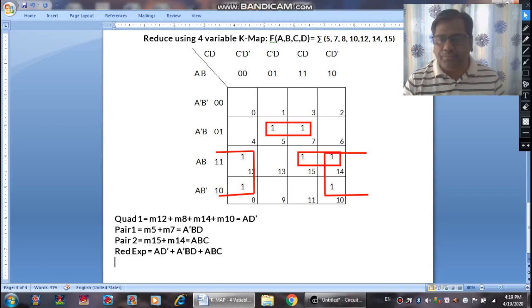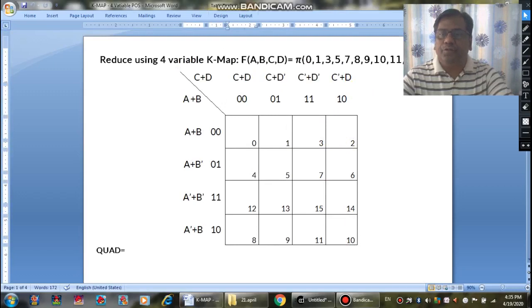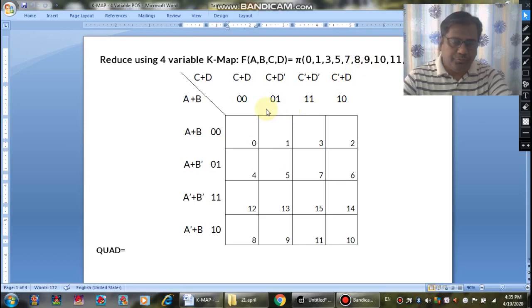Now I will discuss the POS, product of sum, 4 variable POS expressions. Now I am going to discuss the 4 variable POS K-map, that is the product of sum. Now when we talk about the product of sum, in a 4 variable as well, first we have to create a grid of 4 by 4.